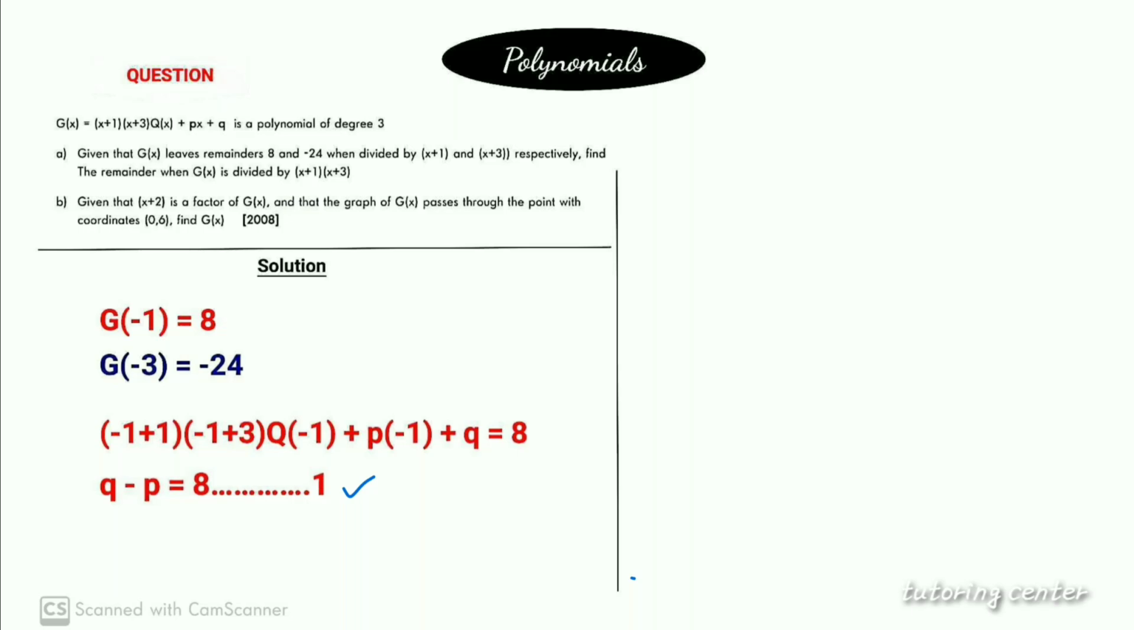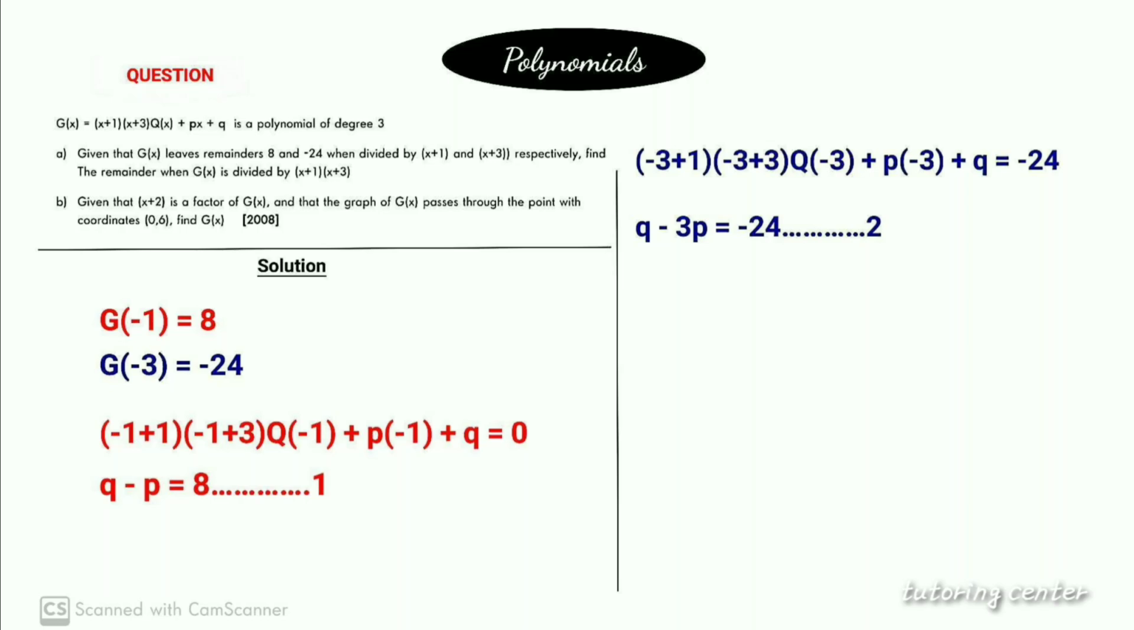Okay, let's move on. So when we substitute negative 3 in all the places where we find x, here and here, we get all of this to become 0. All this cancels out to 0, while we are left with an equation only in terms of p and q. So this is looking pretty good for us. We can see that we are on the right track. Finally, the equation in terms of p and q that we get from here is q minus 3p is equal to negative 24. So this is our equation 2.